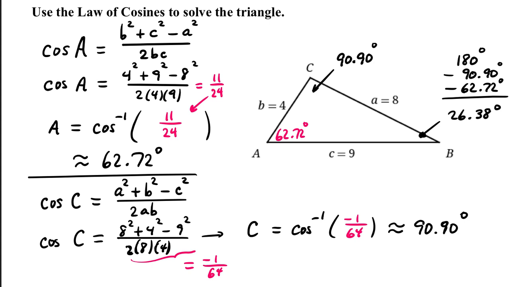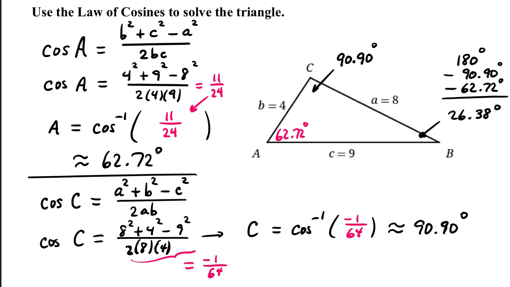At the bottom left of your screen, cosine of C is equal to a squared plus b squared minus c squared all over the product of 2ab. A is 8, b is 4, c is 9. Carefully plug these values in. This fraction results in a negative 1 over 64. If I go too fast in the video, please feel free to pause. Cosine inverse of negative 1 over 64 is 90.90 degrees, rounded to 2 decimal places.